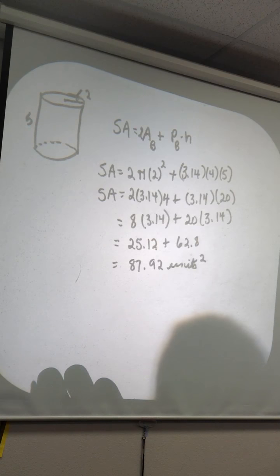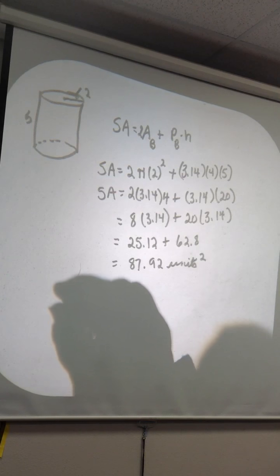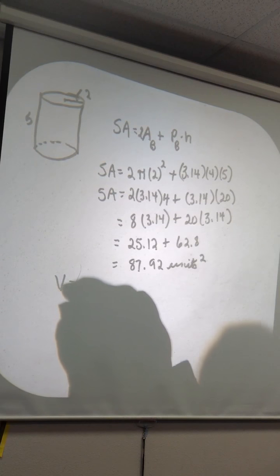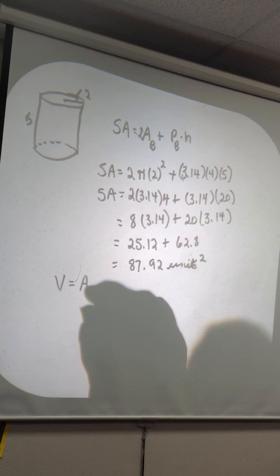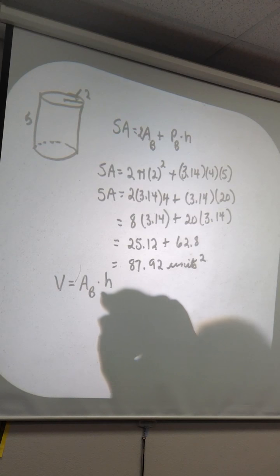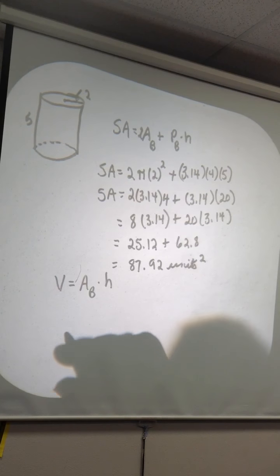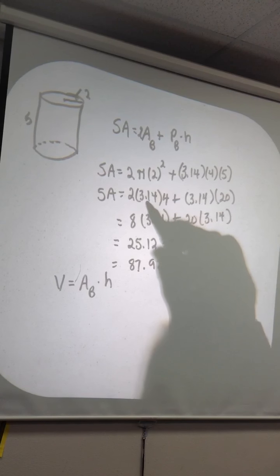All right, now at the same time, we need to find the volume because they're going to give you both of them. This is easier. You don't have as many numbers to contend with. Okay, so we're going to have volume equals the area of the base times the height. All right, now we found that the area of the base up there was 3.14 times 4.